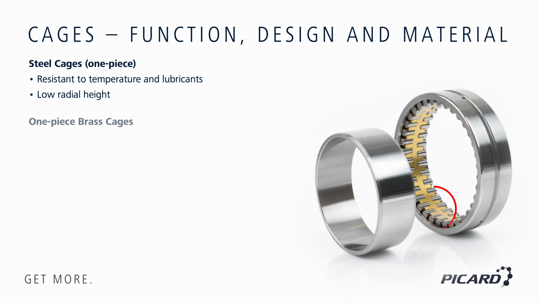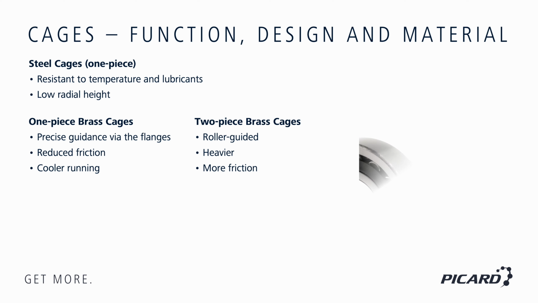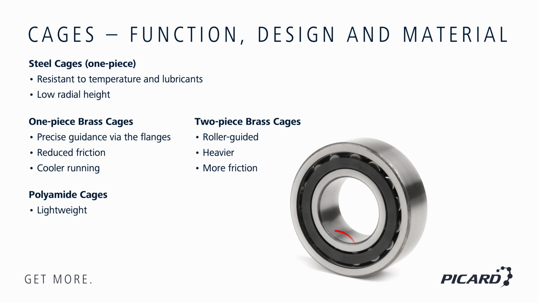One-piece brass cages can be guided either on the outer ring flange or on the inner ring flange, and therefore offer precise guidance on the respective ring. They also stand out due to reduced friction and cooler running. Two-piece brass cages, on the other hand, are roller-guided and represent the common standard design, but they are heavier and generate more friction than the one-piece version. Polyamide cages are lightweight and cost-effective, and have therefore become the standard in many sizes. Their disadvantage lies in their limited resistance to temperature and oil.